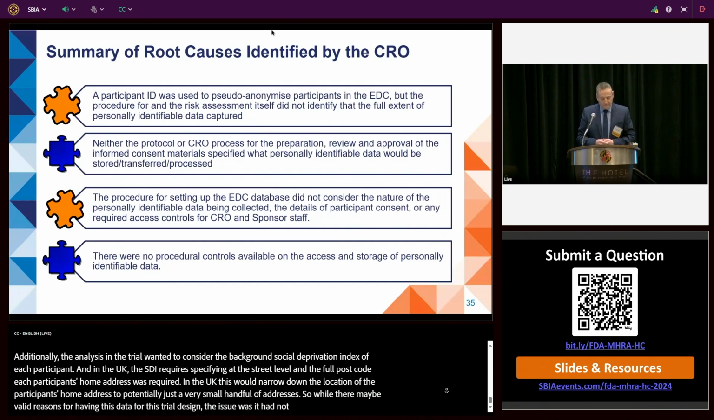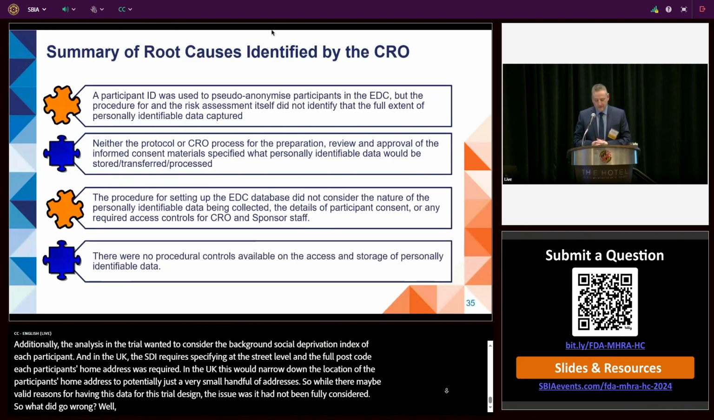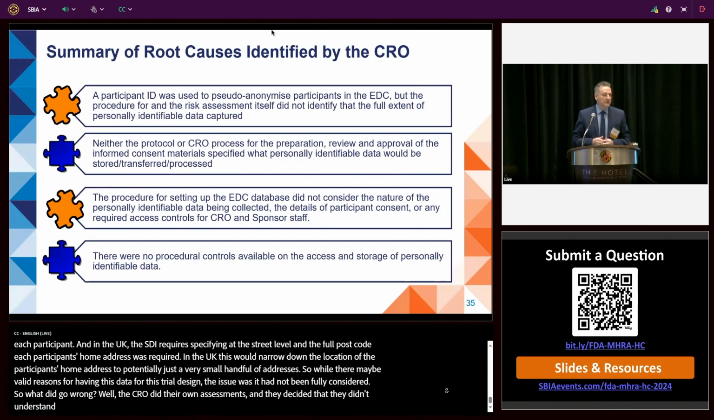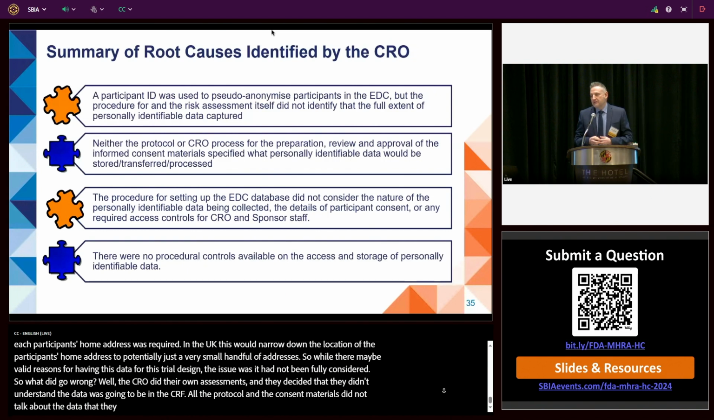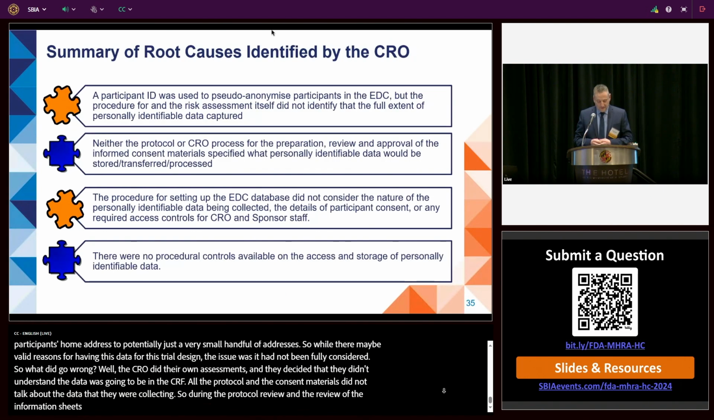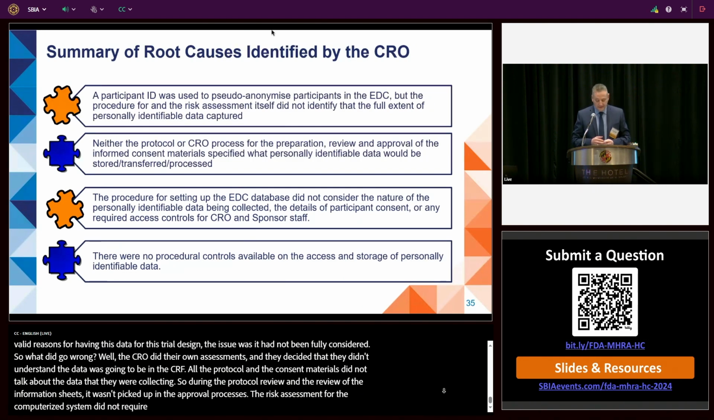Well, the CRO did their own assessment, and they found that they didn't understand that the data was going to be in the CRF. The protocol and the consent materials didn't talk about the data that they were collecting. So during the protocol review and the review of the information sheet, it wasn't picked up in the approval processes. The risk assessment for the computerized system didn't require any consideration of risk to participant confidentiality in terms of the data collected, consent and access controls.